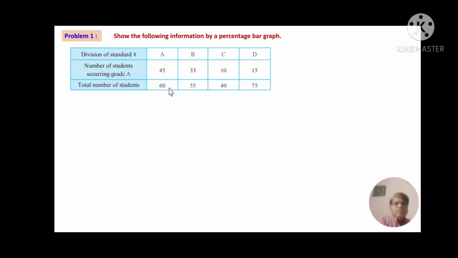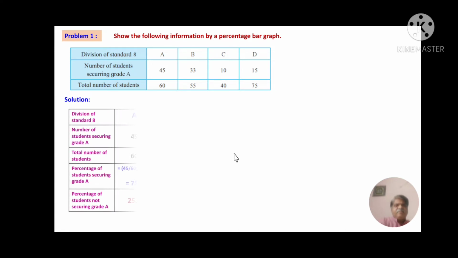So out of the 60 students in division A, 45 secured grade A. For division B, 33 out of 55, division C 10 out of 40, and division D 15 out of 75. Friends, let us find the percentage for this, and we have to prepare a table. So it could be seen like this.